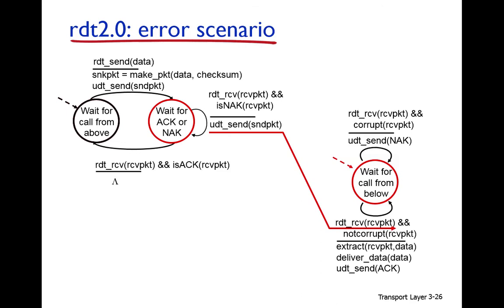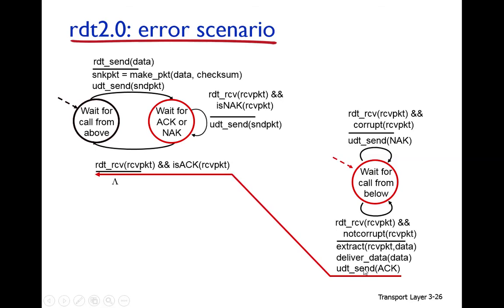Okay. So suppose when this packet is retransmitted, it is received here and it is not corrupt, which means it is error free. There is no bit error. And how does the receiver come to know that there is no bit error? Through the checksum mechanism. Since it is error free, it extracts the data, the data is delivered to the application layer, and the receiver sends a positive acknowledgement.